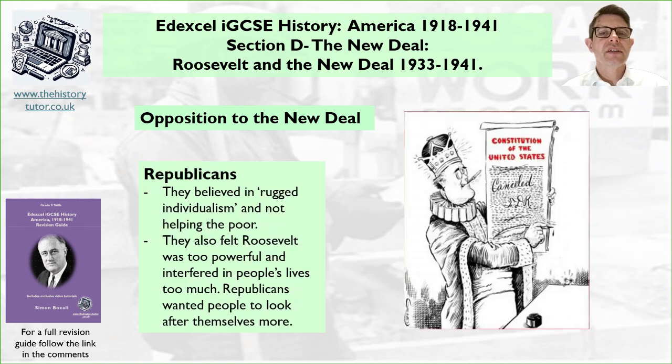Republicans, of course, had opposition to the Democrat New Deal. They believed in rugged individualism and not helping the poor. People should work for themselves to solve their problems. They also felt Roosevelt was too powerful and interfered in people's lives too much. Republicans wanted people to look after themselves more.